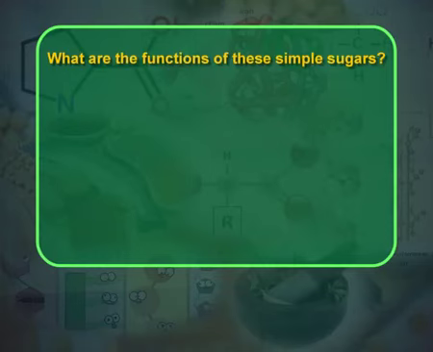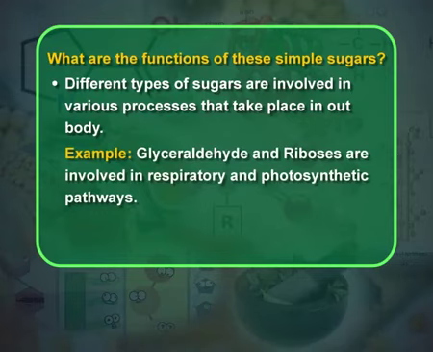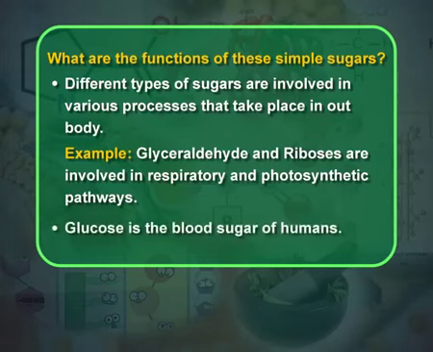Now what are the functions of these simple sugars? Different sugars are involved in different processes that take place in our body or in the environment. For example, glyceraldehyde and riboses are involved in respiratory and photosynthetic pathways, and glucose, which we all know, is the blood sugar of humans. Now let us move on to polysaccharides.